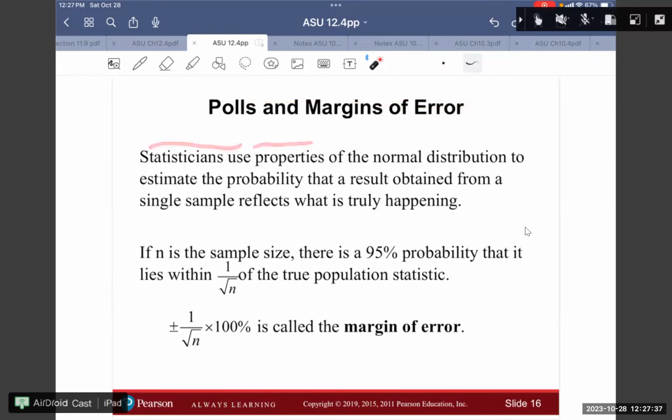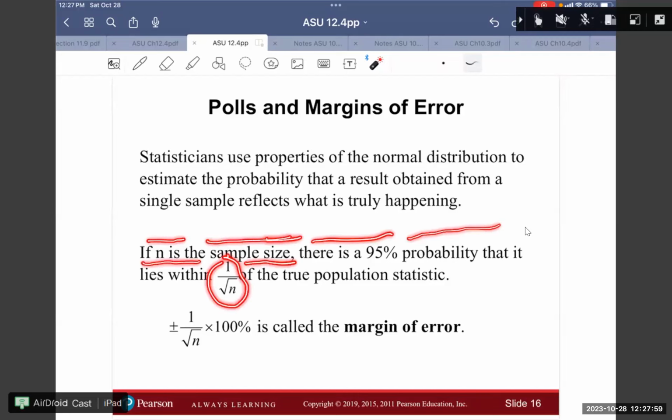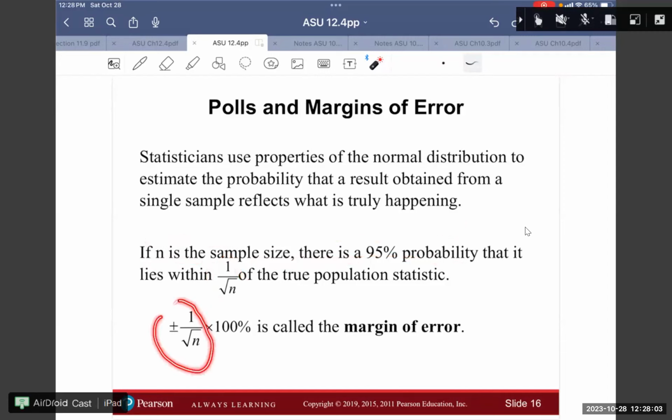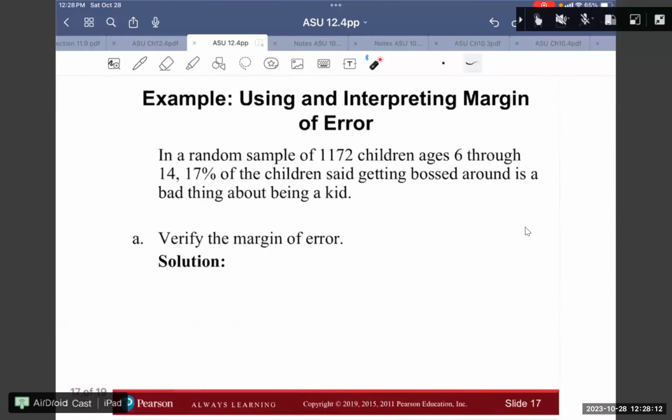Statisticians can use the probability of the normal distribution to estimate the probability that a result obtained from a single sample reflects the truth. If n is the sample size, then there is a 95% probability that the true population statistic lies within 1 over the square root of n. So plus and minus 1 over the square root of n, times 100%, is called the margin of error. For example, use the margin of error in a random sample of 1172 children, ages 6 through 14, 17% of the children say getting bossed around is the bad thing about being a kid. Verify the margin of error.